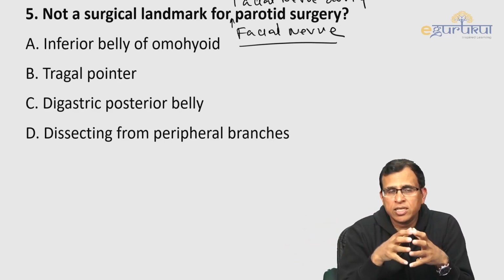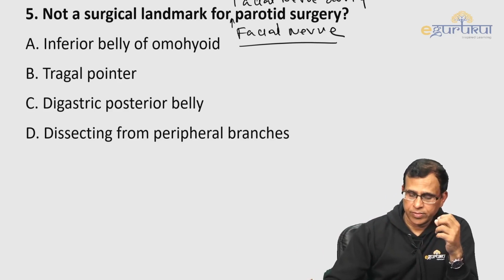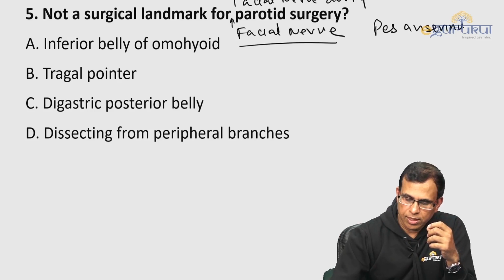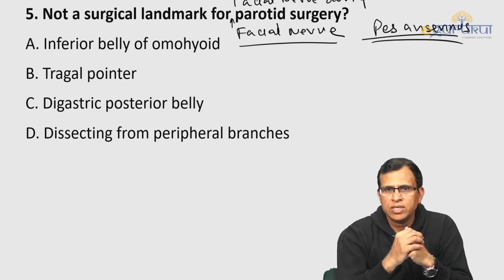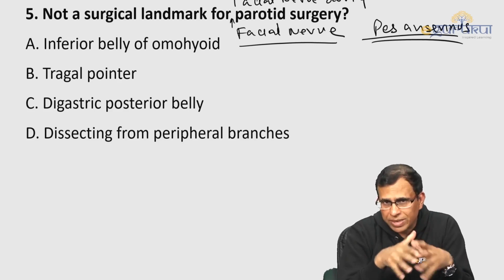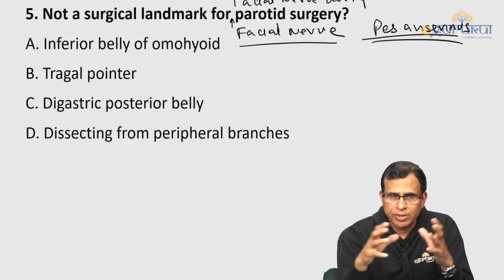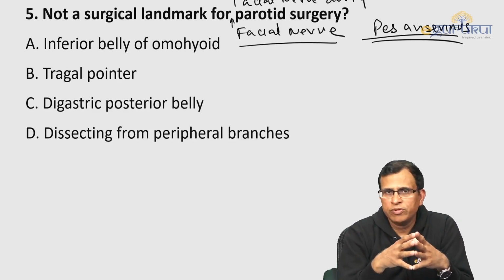And while it is running in the parotid gland, it divides into 5 terminal branches, which are called pes anserinus. I am writing here. And they finally go and supply all the muscles of the face. All the muscles of the face are supplied by these terminal 5 branches of the facial nerve called pes anserinus. So a lot of branches in the main trunk of the facial nerve, as well as a lot of branches in the parotid gland, and that's why when you do parotidectomy surgery, chances of facial nerve trauma are pretty high. Therefore, you have to be very meticulous during the surgery.